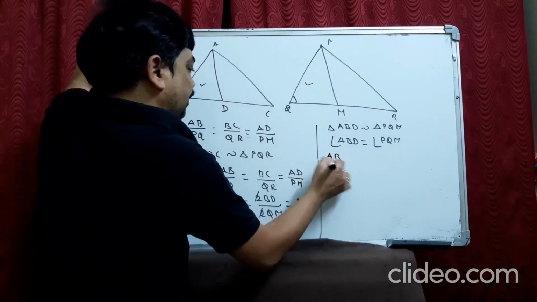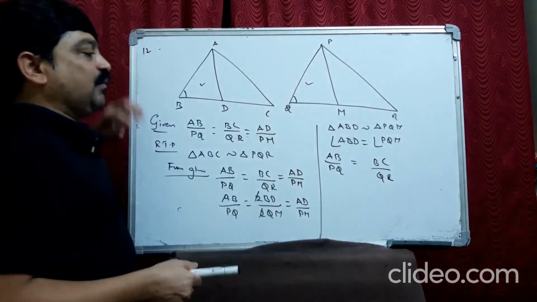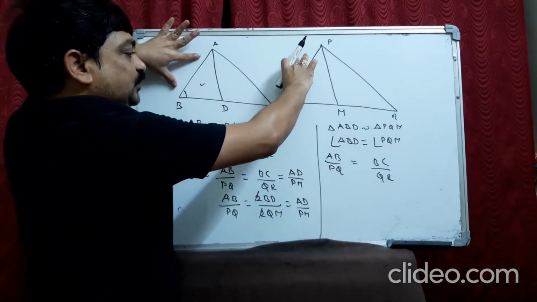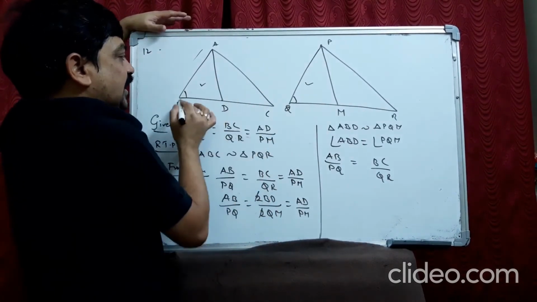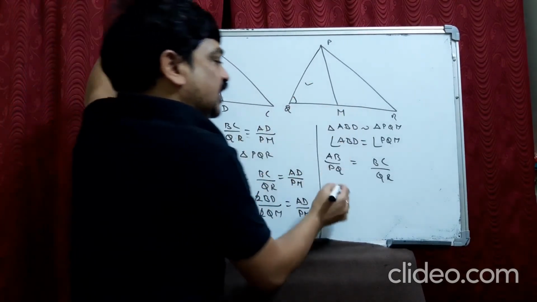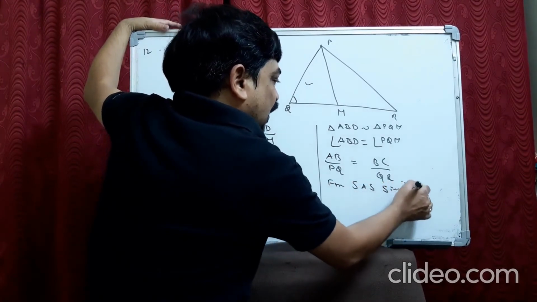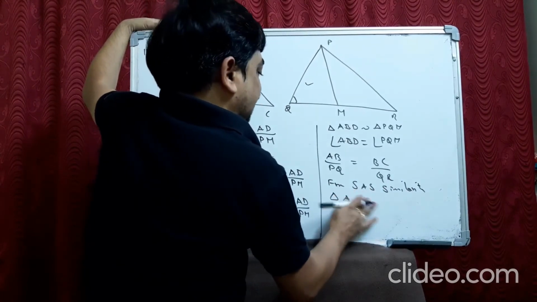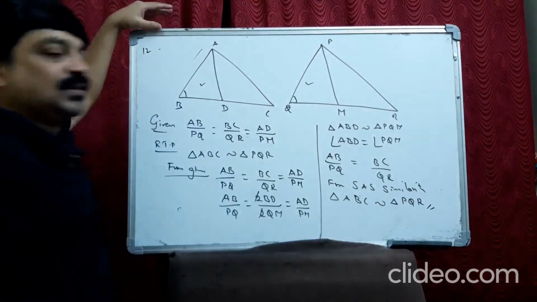I write AB by PQ is equal to BC by QR. Now, I take only this. When you see this, it looks like AB by PQ, the angles are the same, and BC by QR. It looks like S, A, S. From the SAS similarity condition, what you can say is that triangle ABC is similar to triangle PQR. Right?